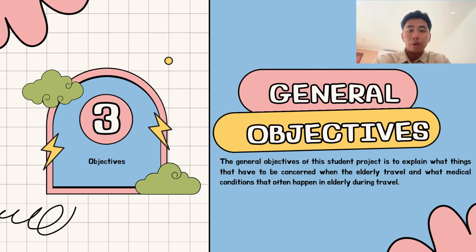The third thing that we will discuss is the objectives, divided into two. The first one is the general objective. The general objective of this student project is to explain what things have to be considered when the elderly travel and what medical conditions often happen in the elderly during travel.